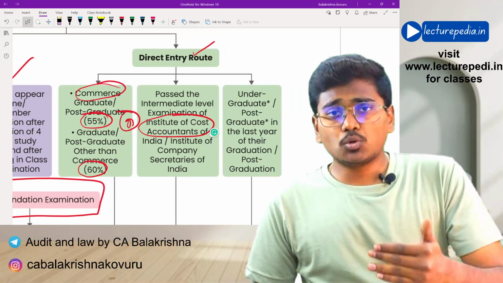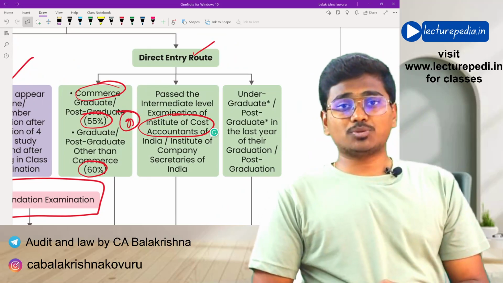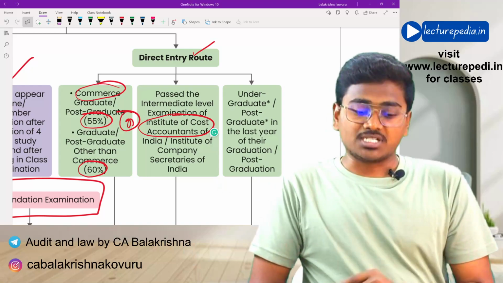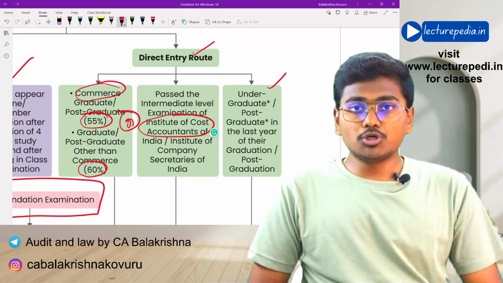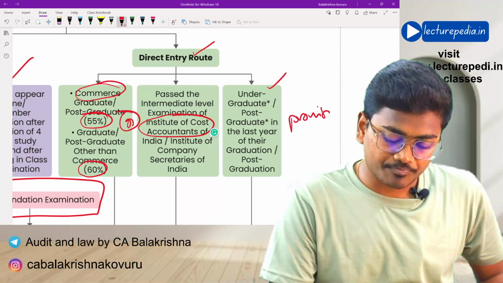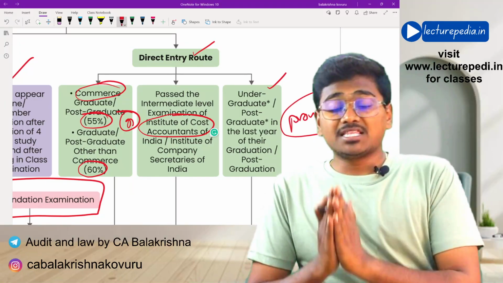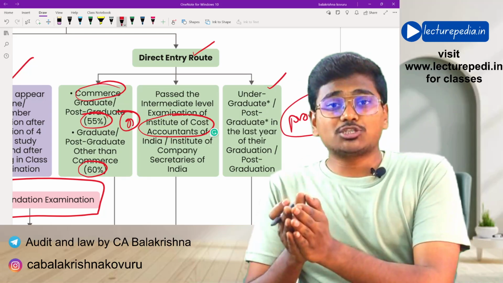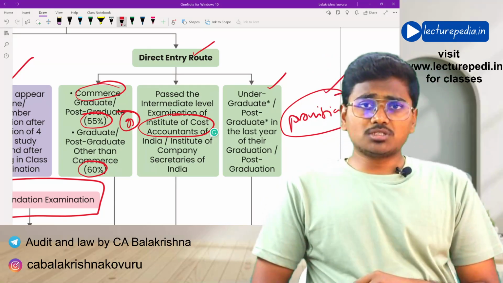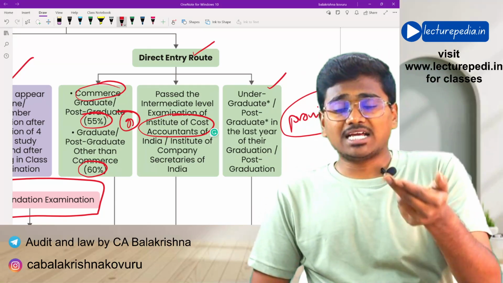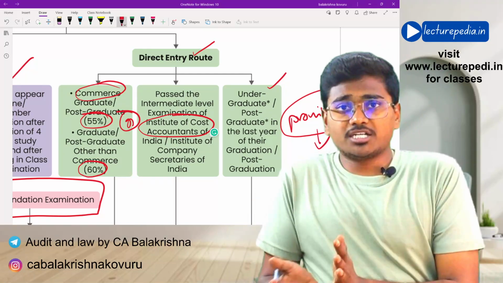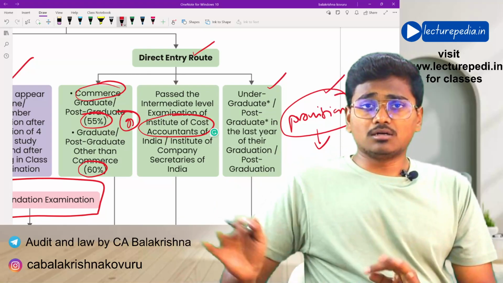Or you may be undergoing your graduation or post graduation and be in the final year. Even in that case, you will be eligible to register with BOS on a provisional basis. If you are in the final year of your graduation or post graduation, you can register provisionally with the institute. Once you have completed your graduation or post graduation, this provisional registration will be converted into normal registration.